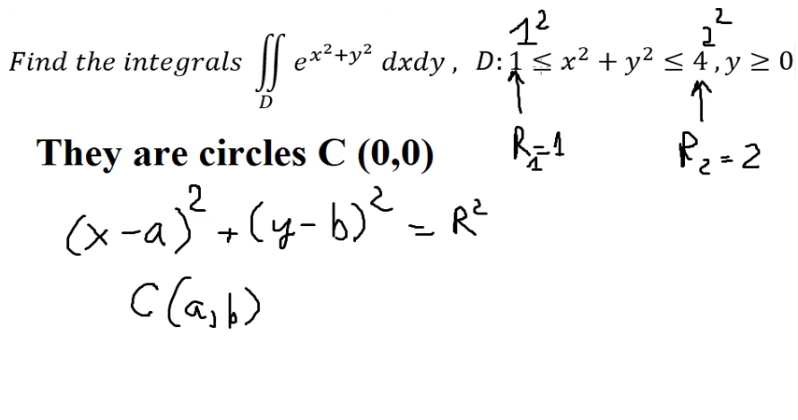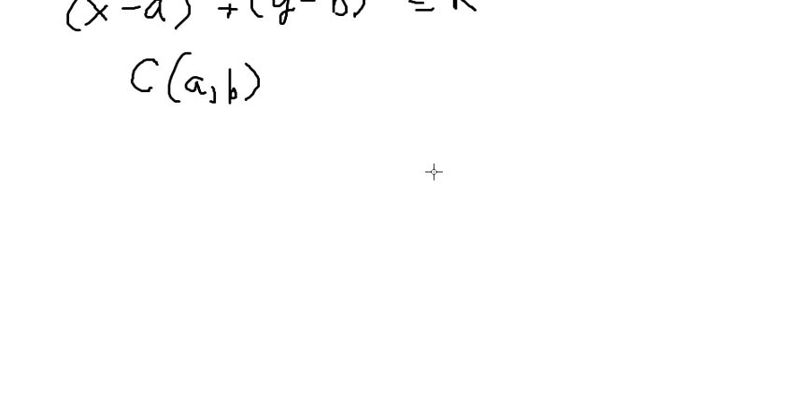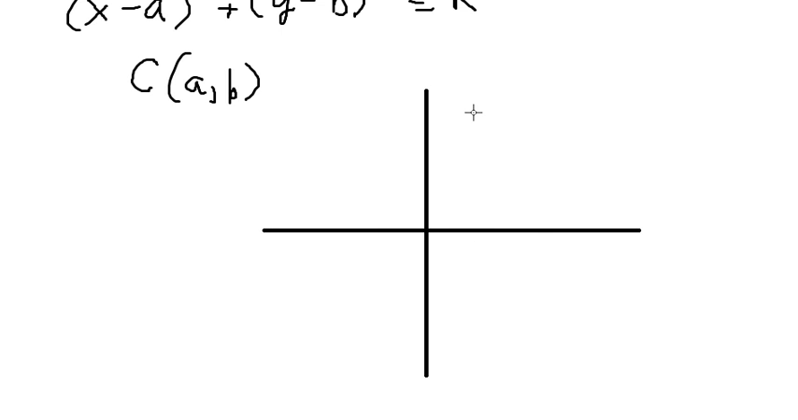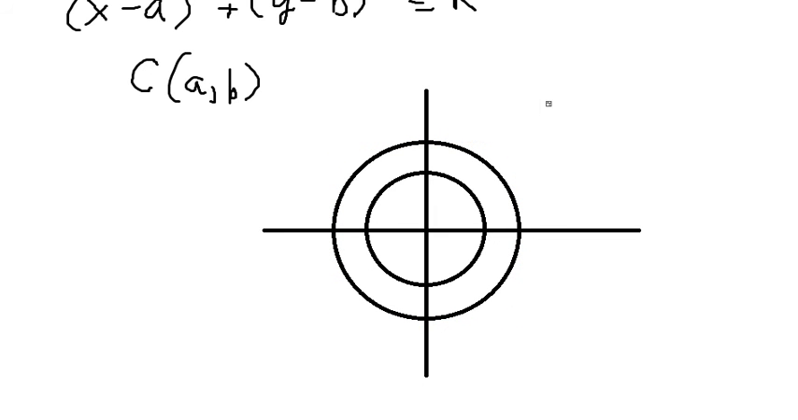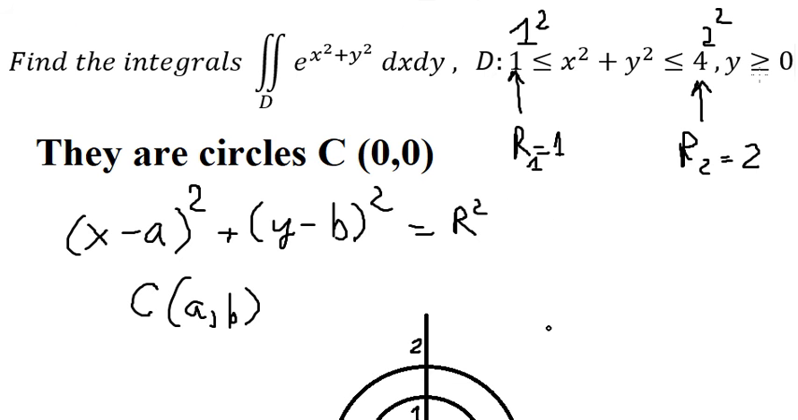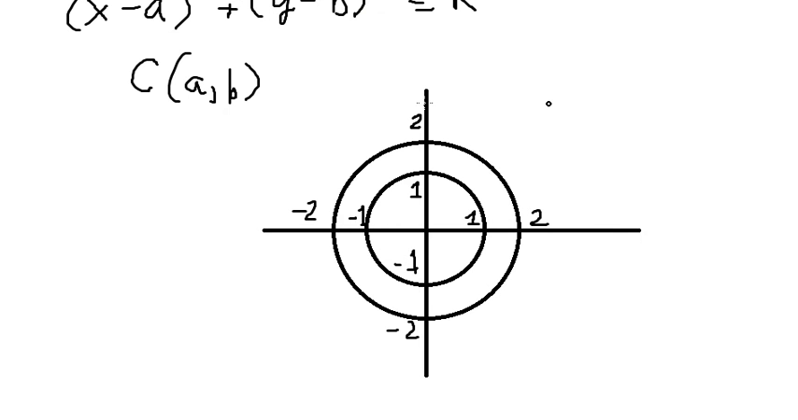Now we need to draw the two circles in here. So this one I will put 1. This one should be 2. This one 1, 2. This one negative 1, negative 2. This one negative 1, negative 2. The next one, y is greater than or equal to 0.